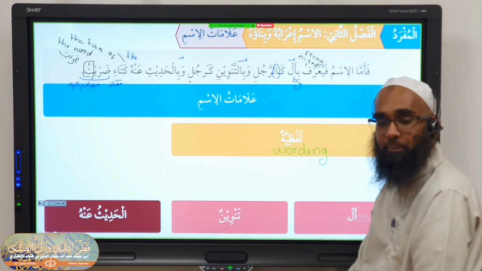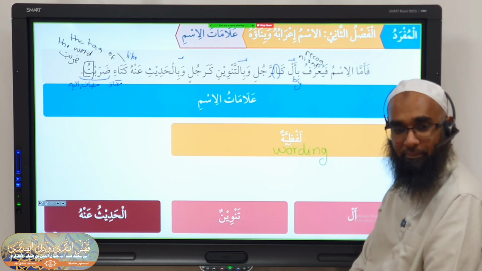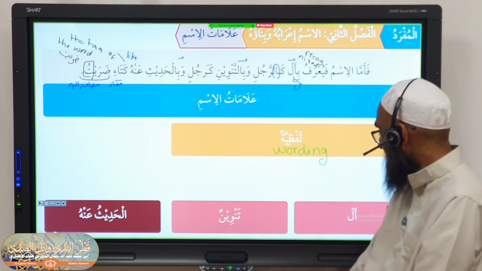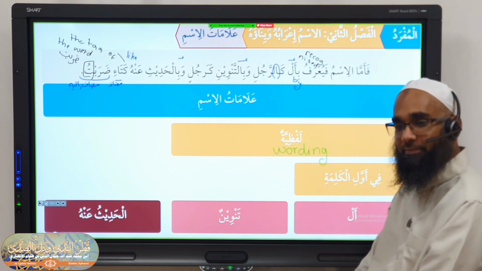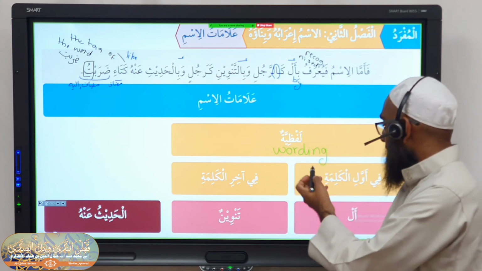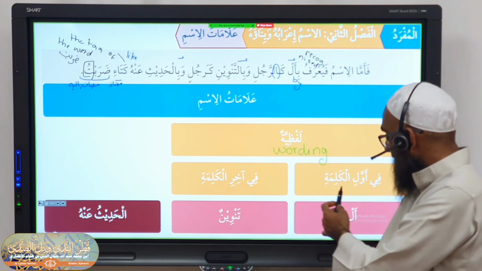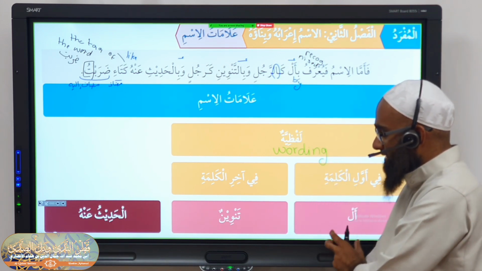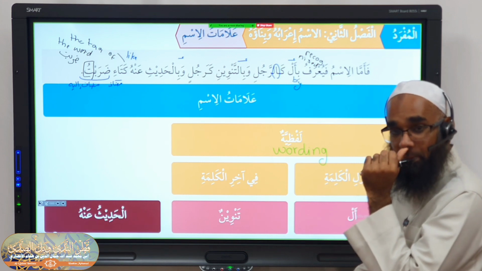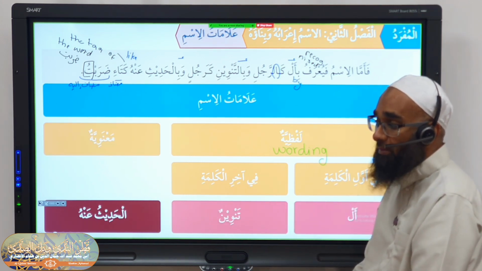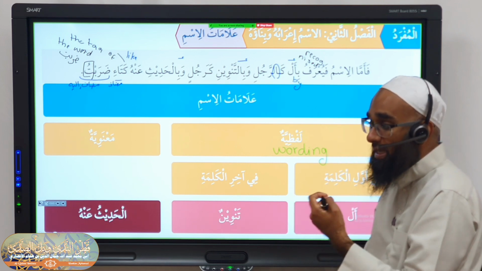Where does alif lam come? It's lafziya, but which part of the word do we get alif lam? Beginning. Where do we get tanween? At the end. So he said, I brought you 2 signs of alama lafziya, because alama lafziya can come fi awwalil kalima, at the beginning, alif lam. Sometimes alama lafziya comes fi akhiril kalima, at the end, tanween. And sometimes the alama is not a wording, you can't see it in the word, it's ma'nawiyya.